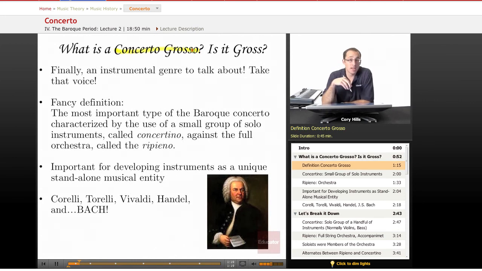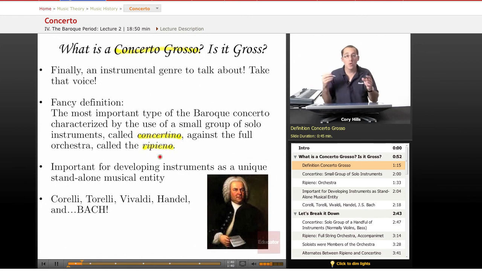Well, it's the most important type of the Baroque concerto, characterized by the use of a small group of solo instruments called the concertino against the full orchestra group called the ripieno. So you're going to have the concertino, the soloists, and the ripieno, which is sort of the orchestra.